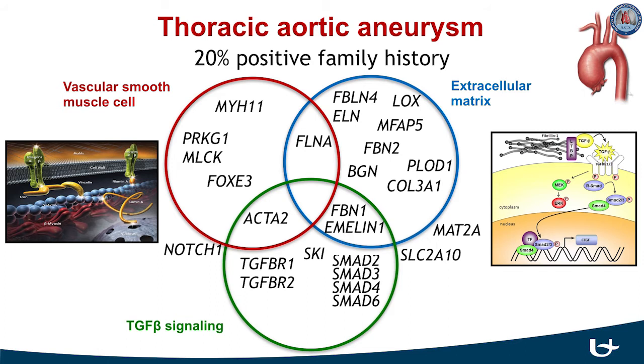Ehlers-Danlos syndrome. Second, genes encoding for components of the contractile apparatus of the vascular smooth muscle cell. For example, ACTA2 is the most common one, and most of these genes account for non-syndromic familial thoracic aortic aneurysm and dissection. And finally, the third group involves genes coding for components of the TGF-beta signaling pathway, and this pathway is important in the pathogenesis of Loeys-Dietz syndrome.